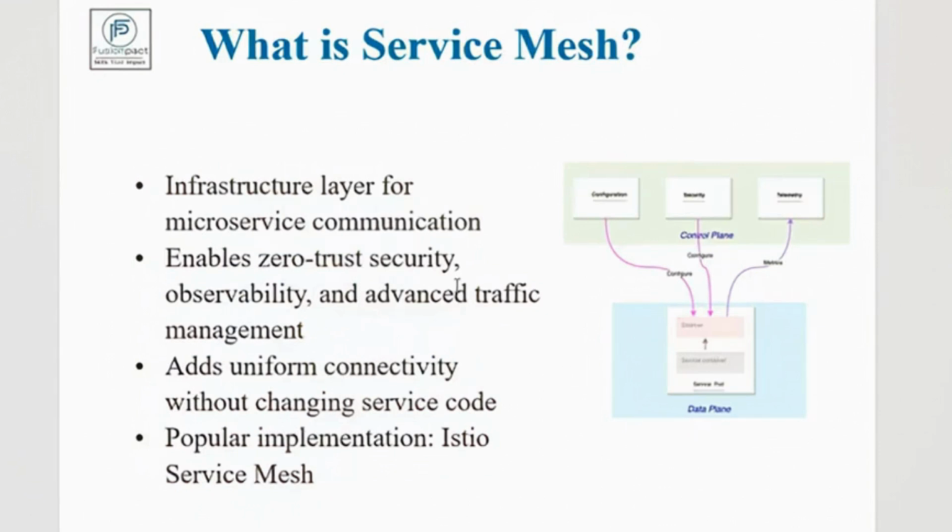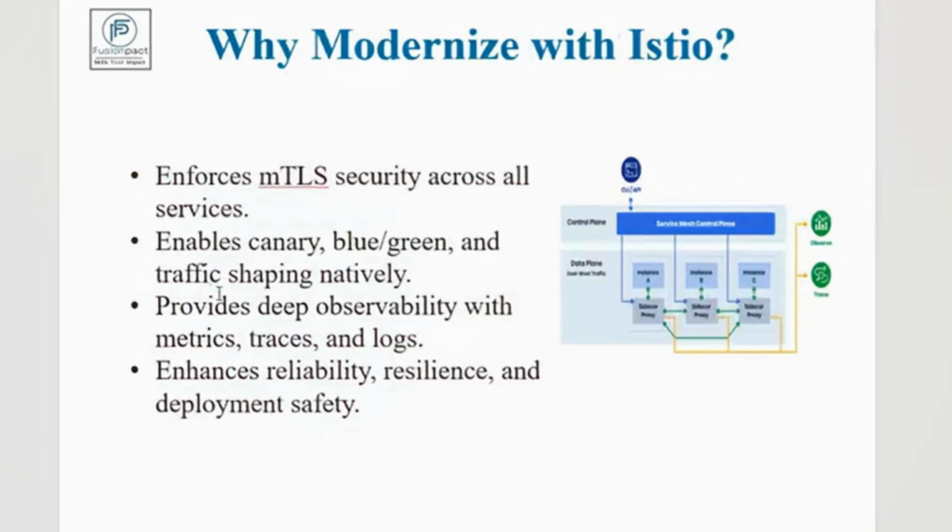With this, we can achieve traffic control and ensure security across each microservice while communicating. Let's go into why we use Istio to modernize our architecture. It helps us upgrade our architecture with built-in security, traffic control, and visibility. We can achieve deep visibility by observing metrics, traces, and logs, and it lets us enforce mutual transport layer security across all services.